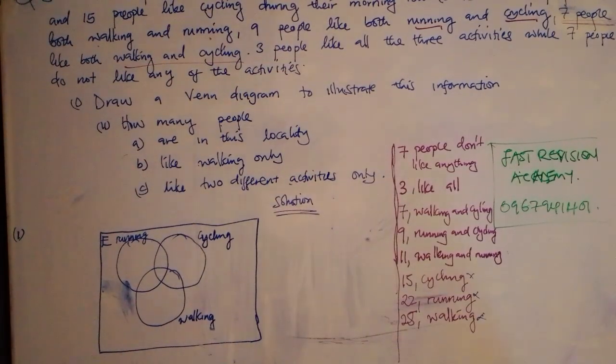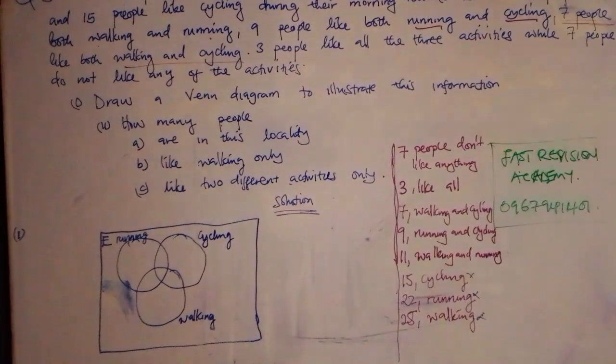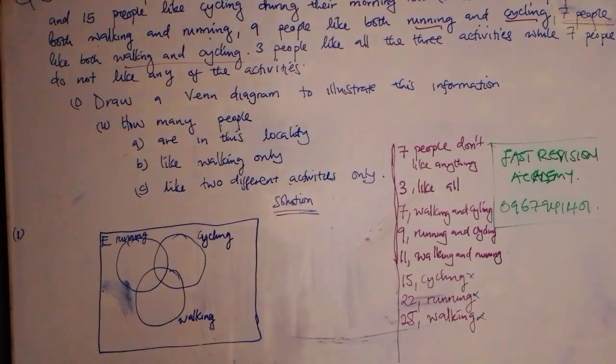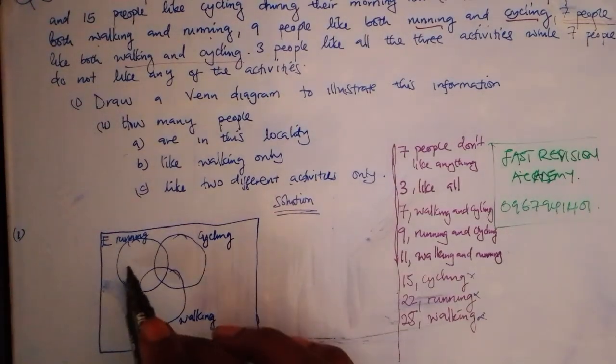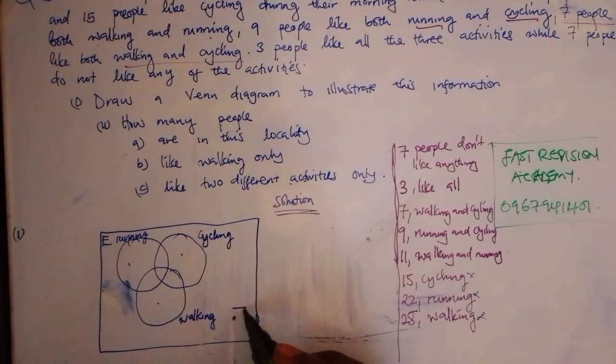That's why I told you to start with what? The one at the bottom, because that is the way you have written them. This is the way you are supposed to enter them into the what? Into the Venn diagram. So we'll start by 7. So 7 people didn't do anything or didn't like anything. So meaning, if these 7 people didn't like anything, they shouldn't be in any of the 3 sets. So we are just going to put them outside. So you say 7.